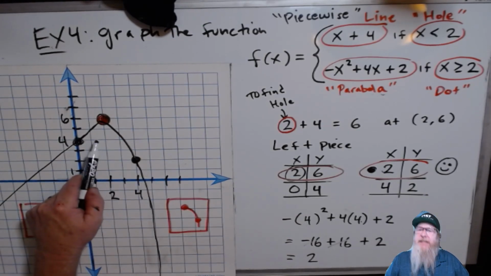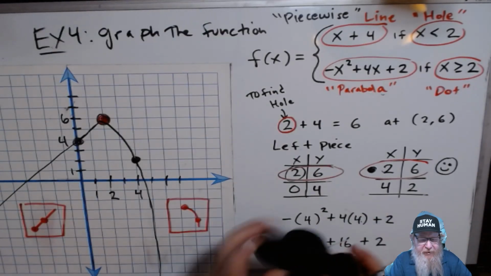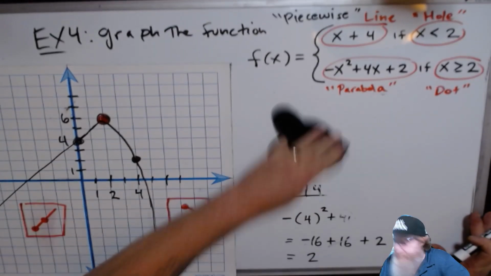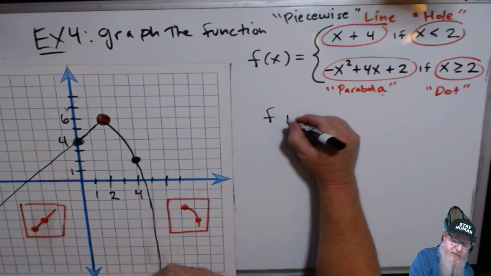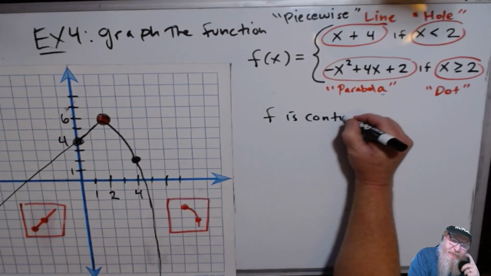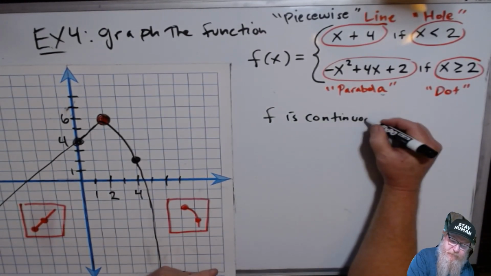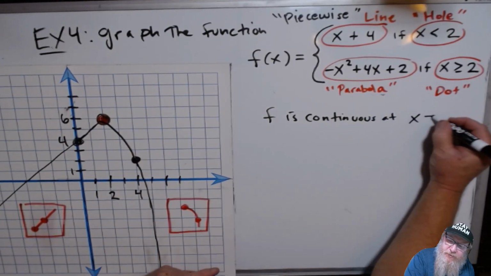All right, so it is continuous. So the function f is continuous at x equals 2.